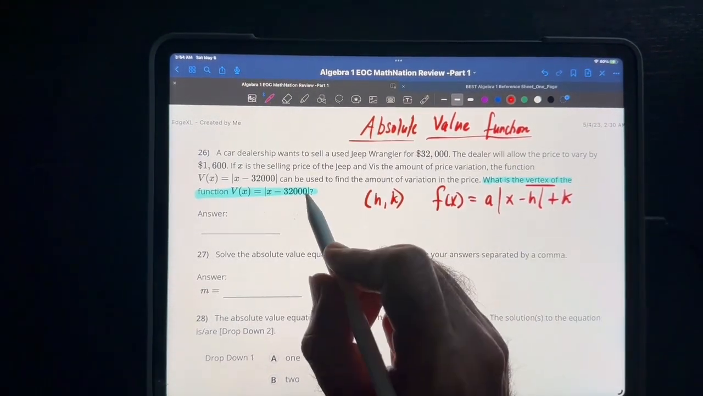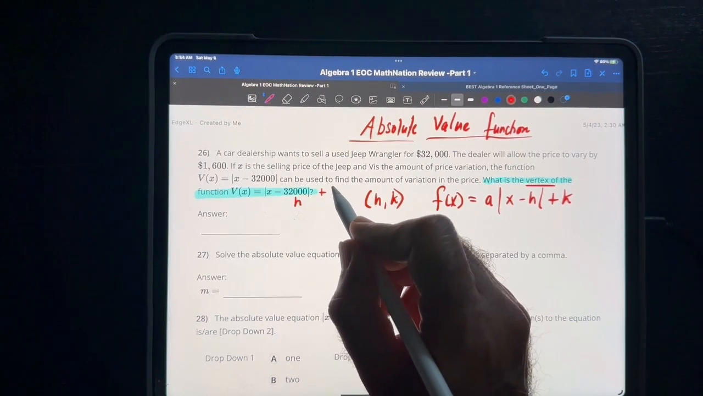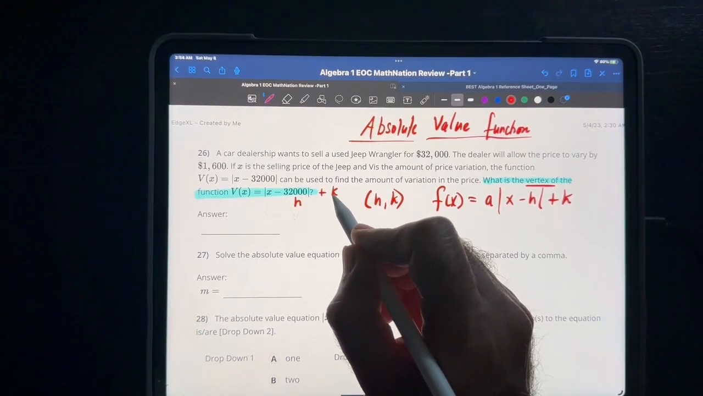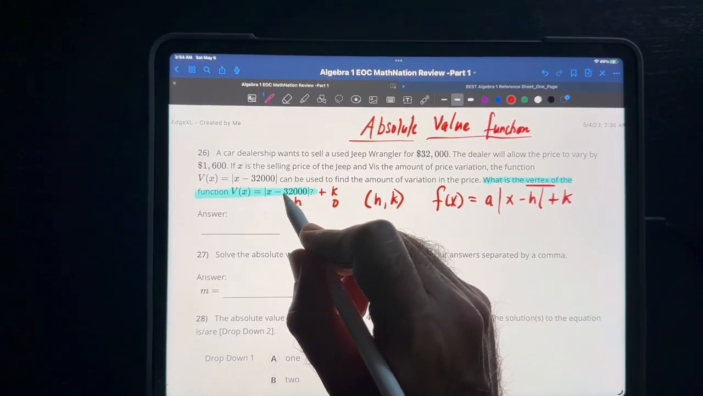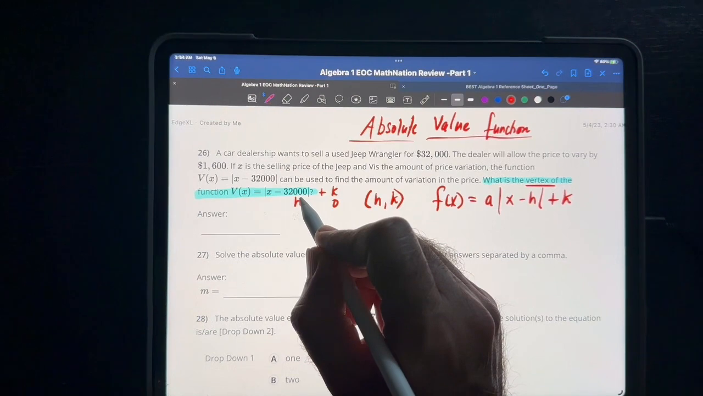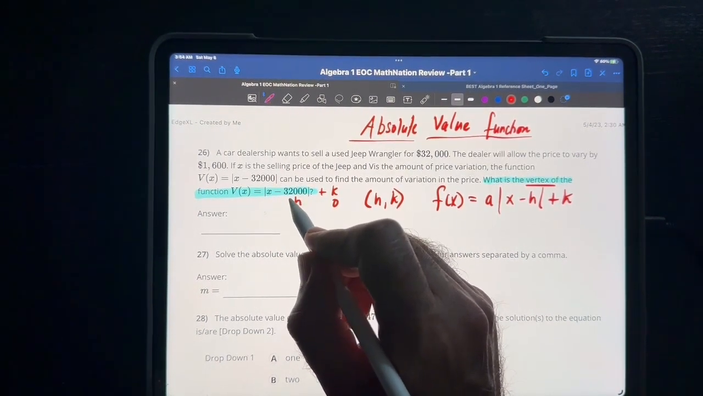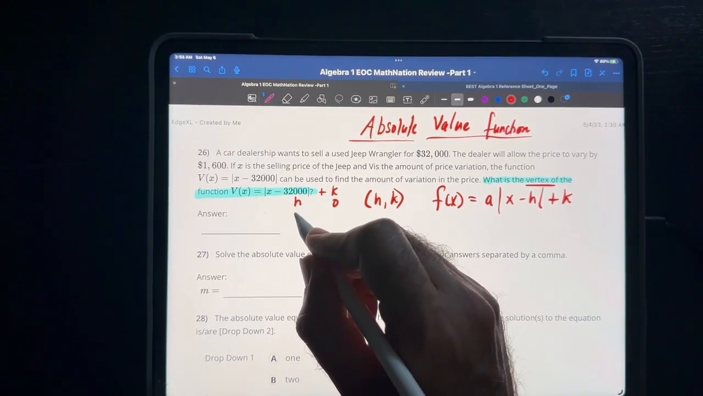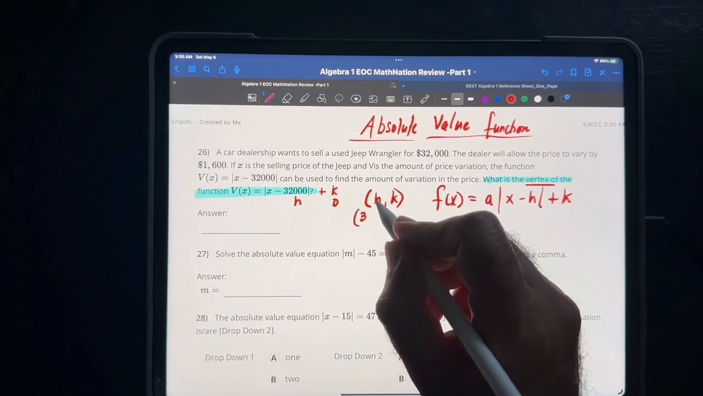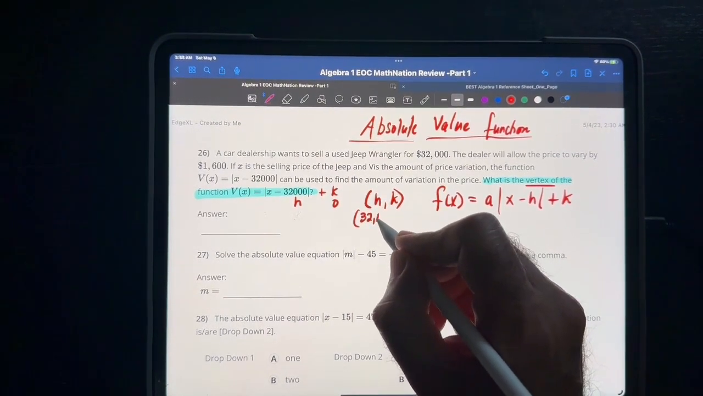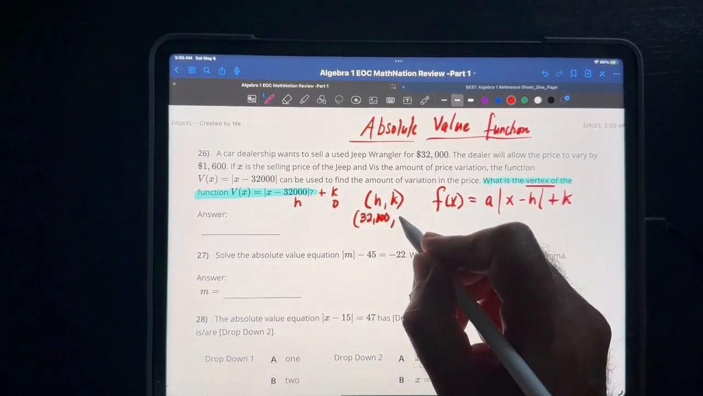So in this case, my h is this right here. And since there's no number on the outside, my k is 0. And my h will be just 32,000. Not negative. So you basically take the opposite of this to get your h, right? So my h is going to be 32,000. So how you write it, h comes first, you write 32,000, comma, and your k, since there's no number, you put 0.